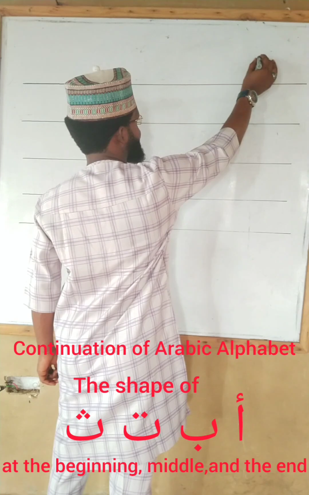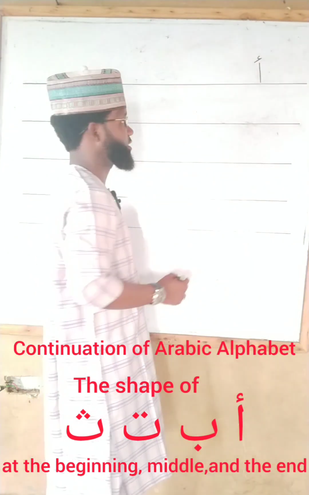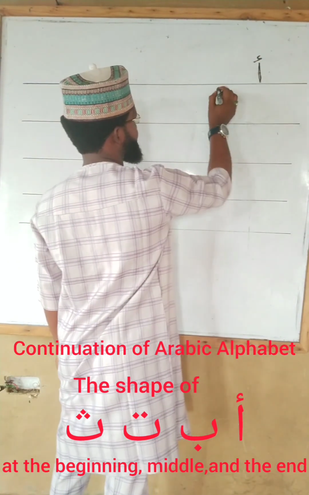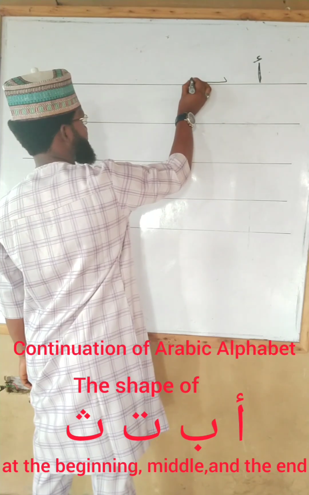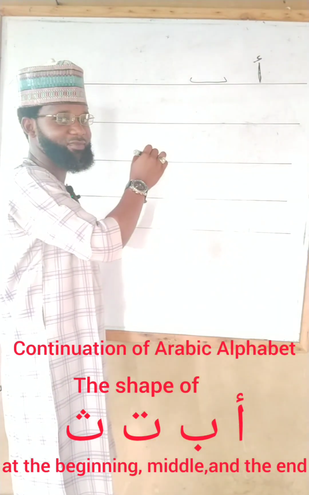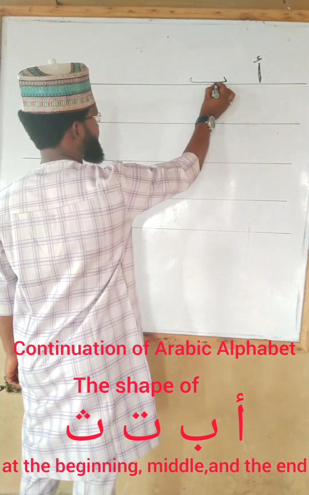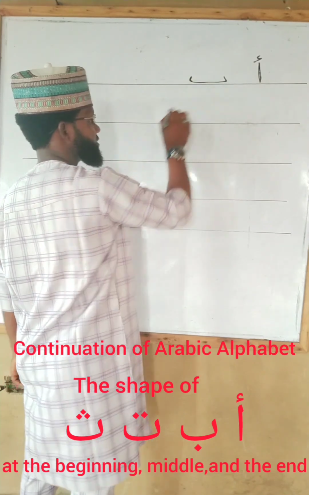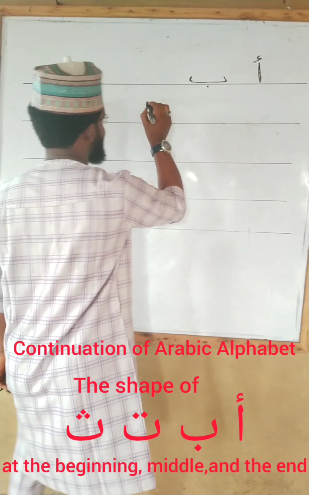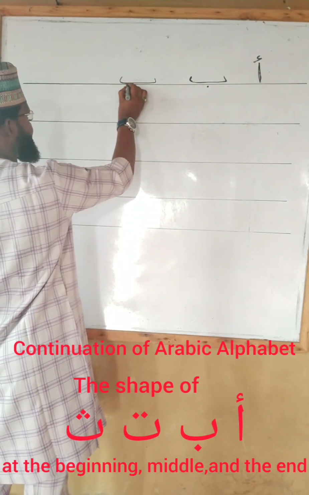One is Alif Hamza. Alif Hamza is the first one. Then the second one we say is what? Is Ba. Is it Ba yet? No, until we put what? Dot. So the second one is what? Ta. With the same shape.